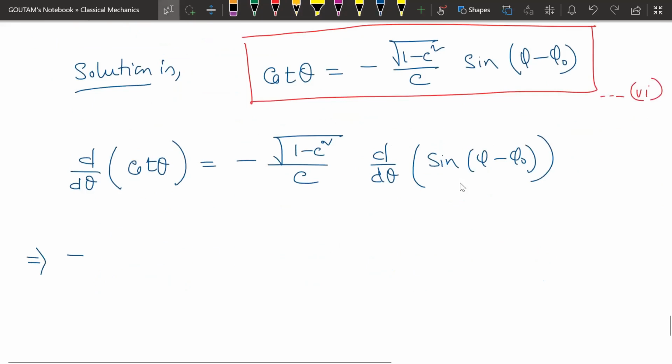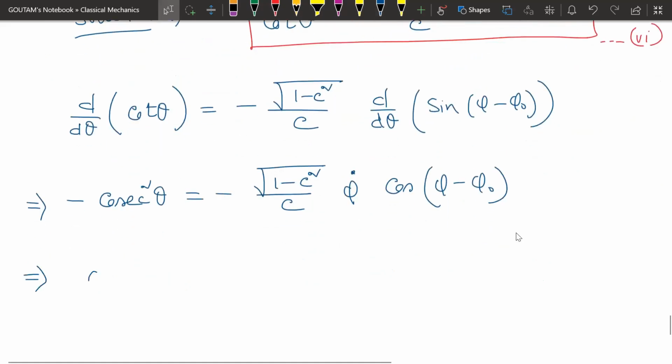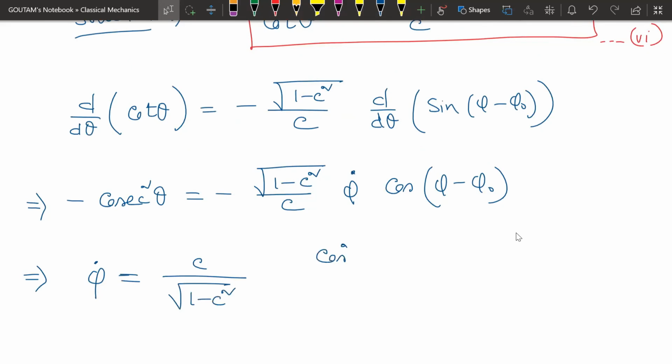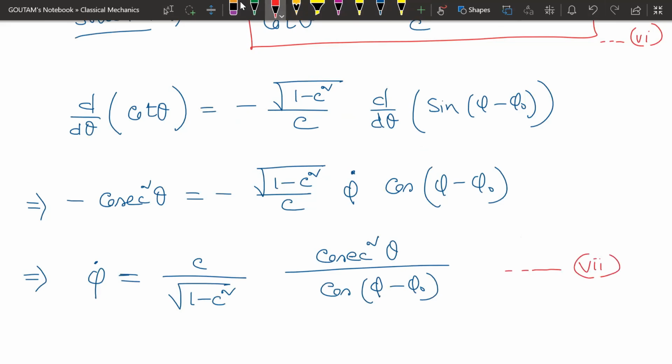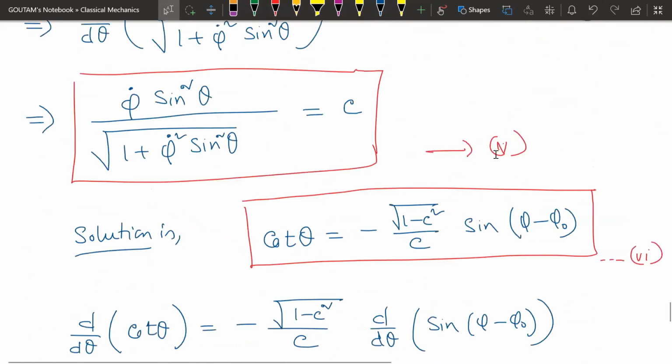Now the derivative of cot theta is minus cosec square theta, which equals minus root under 1 minus C square by C, and d by d theta of this will be phi dot times cos of phi minus phi zero. So in that case, phi dot will be C by root under 1 minus C square times cosec square theta by cos of phi minus phi zero. This is the expression of phi dot. Let's call it equation 7. Now we will put this expression of phi dot in the left hand side of equation 5, and we will show that the left hand side will be C.